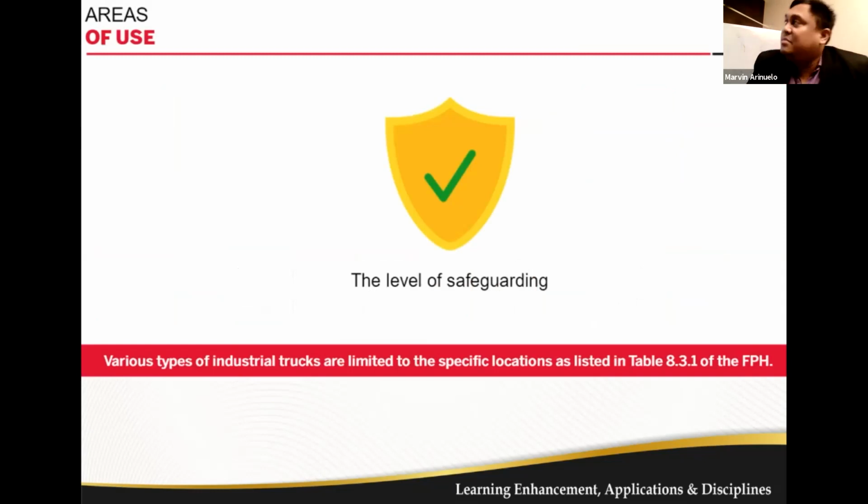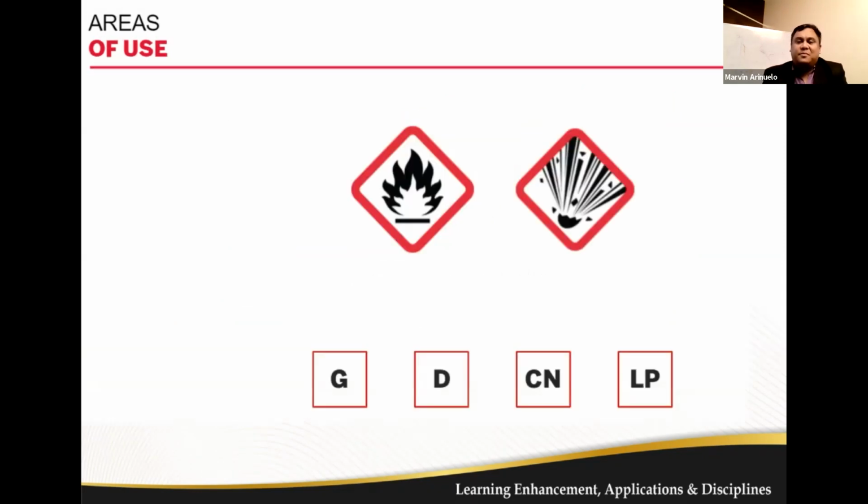The level of safeguarding determines the acceptability of a particular truck in a specific environment or occupancy. The various types of industrial trucks are limited to the specific locations listed in Table 8.3.1 of your Fire Protection Handbook. Fires and explosions can result.